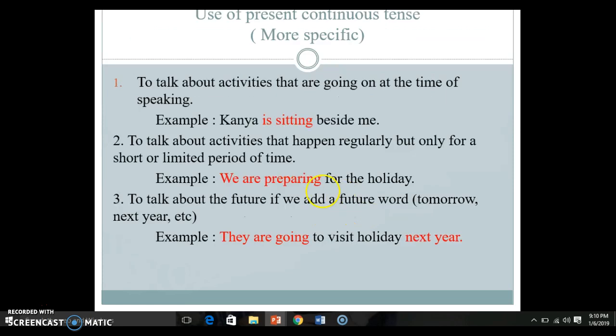So this is more specific use of the present continuous tense. 1. Present continuous tense to talk about activities that are going on at the time of speaking. For example, Kanya is sitting beside me. Kanya is subject, is to be, and sitting is verb 1ing.